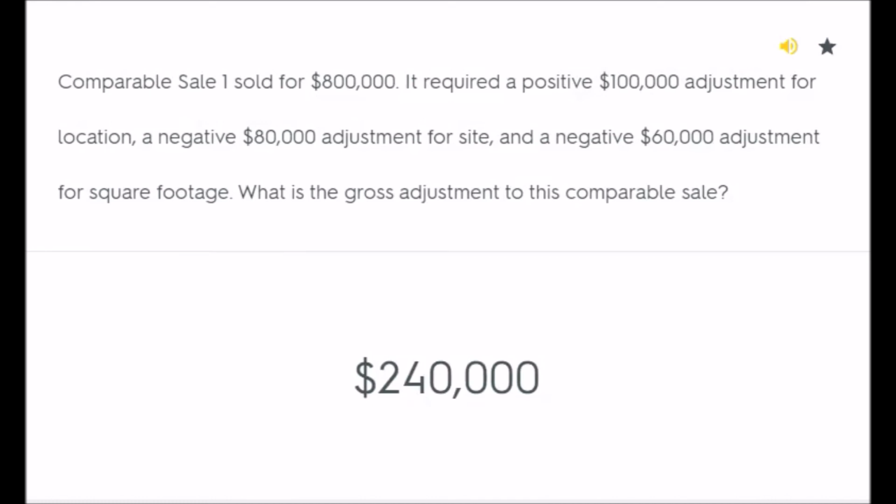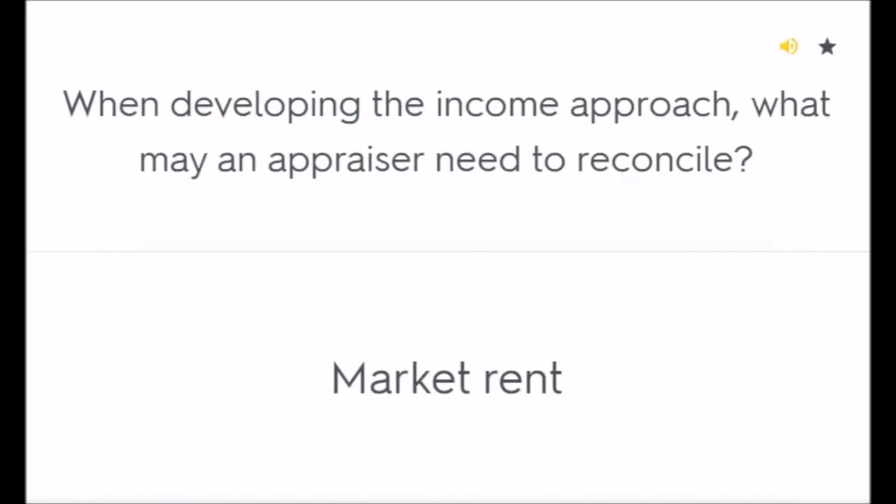Comparable sale 1 sold for $800,000. It required a positive $100,000 adjustment for location, a negative $80,000 adjustment for site, and a negative $60,000 adjustment for square footage. What is the gross adjustment to this comparable sale? $240,000. When developing the income approach, what may an appraiser need to reconcile? Market trend.